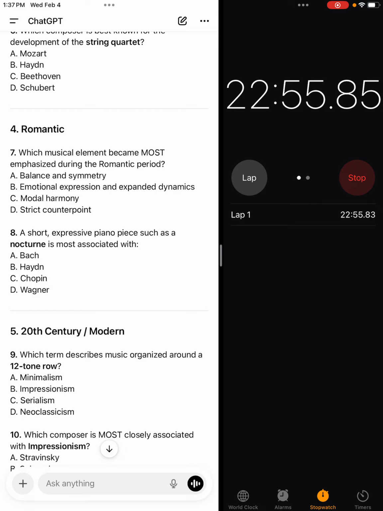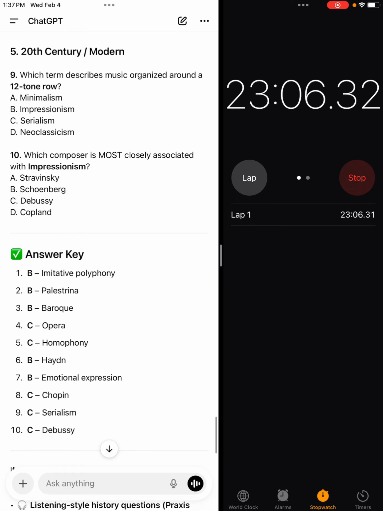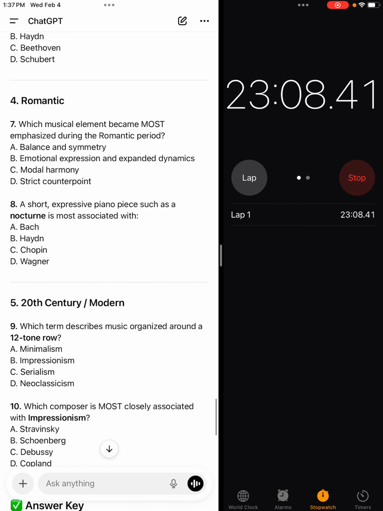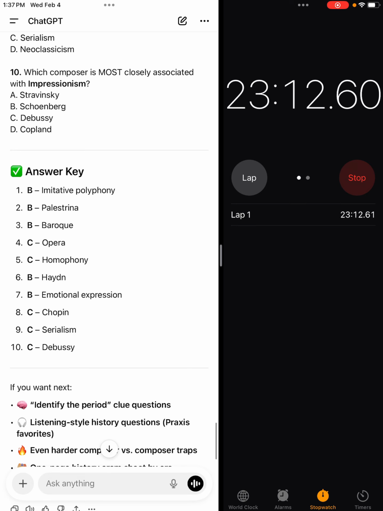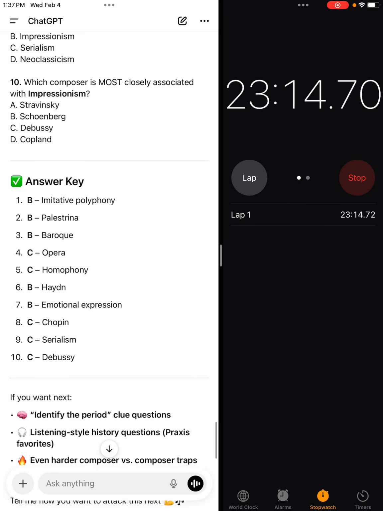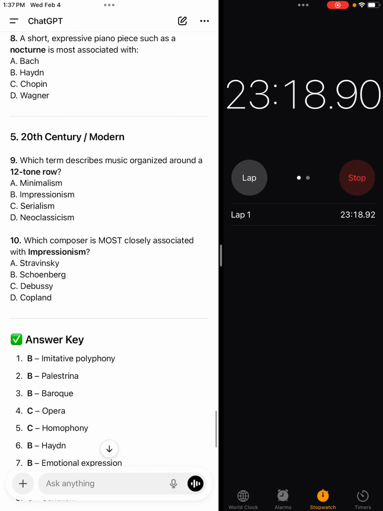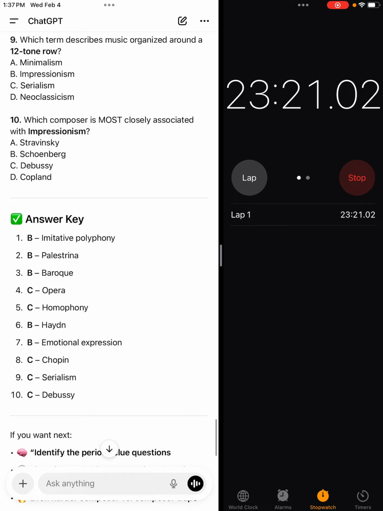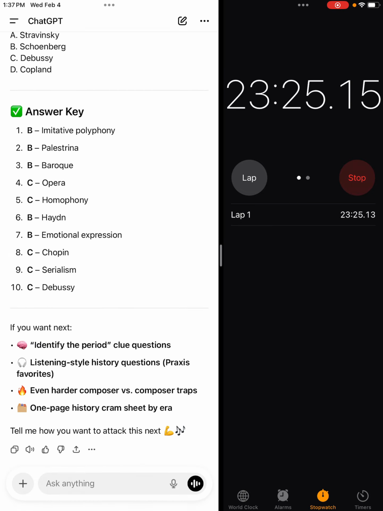What musical instrument became most emphasized during the Romantic period? That should be for 4. Nope. Wait, for 7. Sorry. B. Yeah, B was right. I said the wrong thing. It said that C for Chopin was right, and then these two are right. Okay.